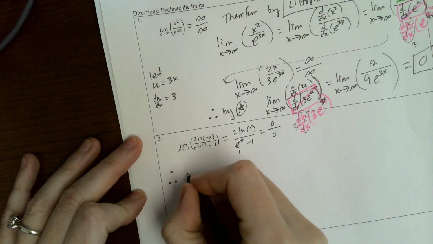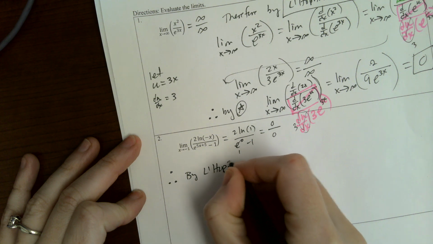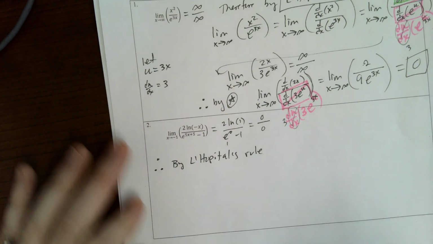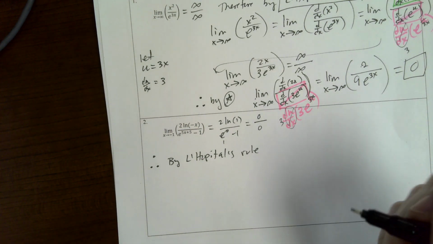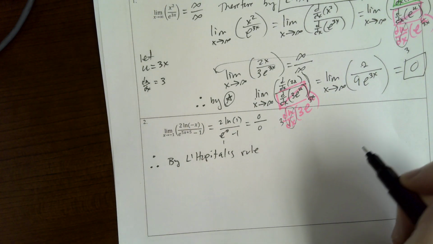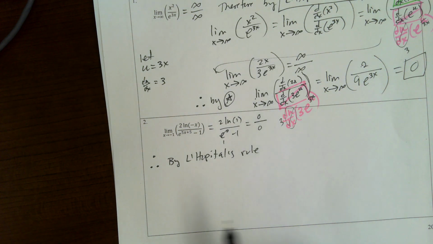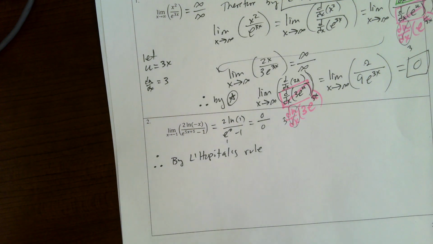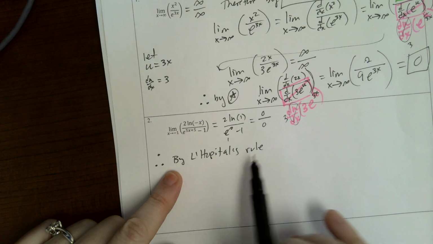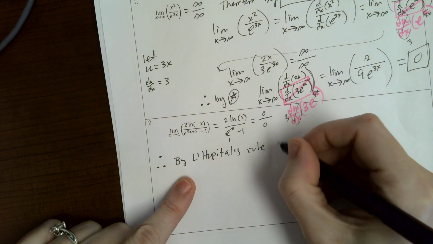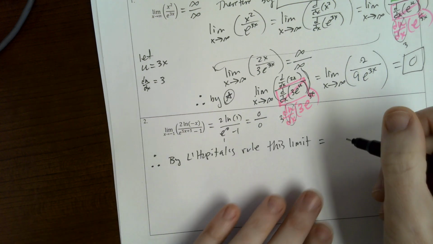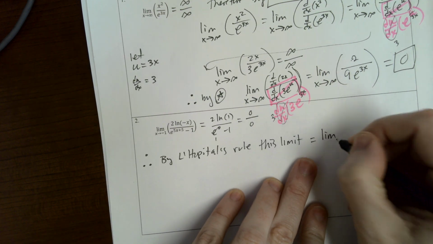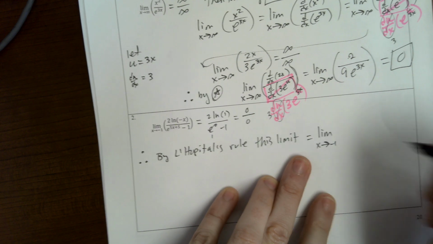All right, so I'll say, therefore, by L'Hopital's rule, I don't want to jump right into the limit. It feels like not smooth. But you guys, if you say therefore by L'Hopital's rule and you jump right into taking the derivatives, that's fine. But therefore by L'Hopital's rule, I'll say this limit equals the limit as x approaches -1.